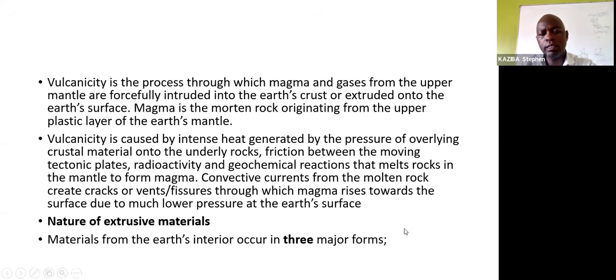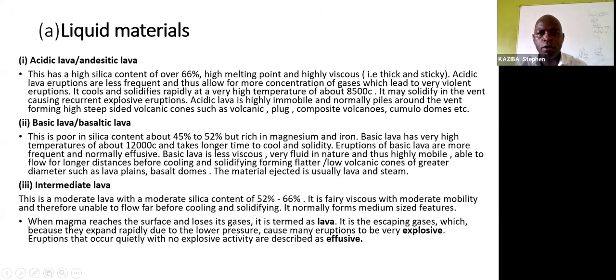Now, we're going to look at the nature of material that is extruded onto the Earth's surface, because it is very important. We're going to use it in the explanation of this question. So we have liquid materials. Now, the liquid materials, we have three.